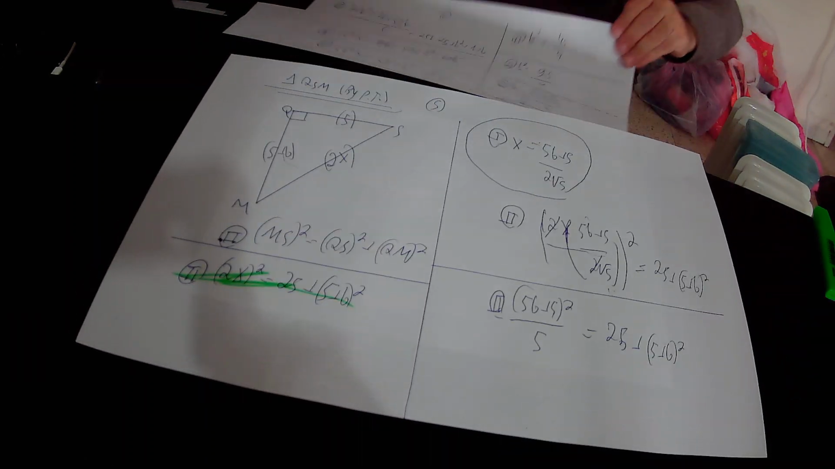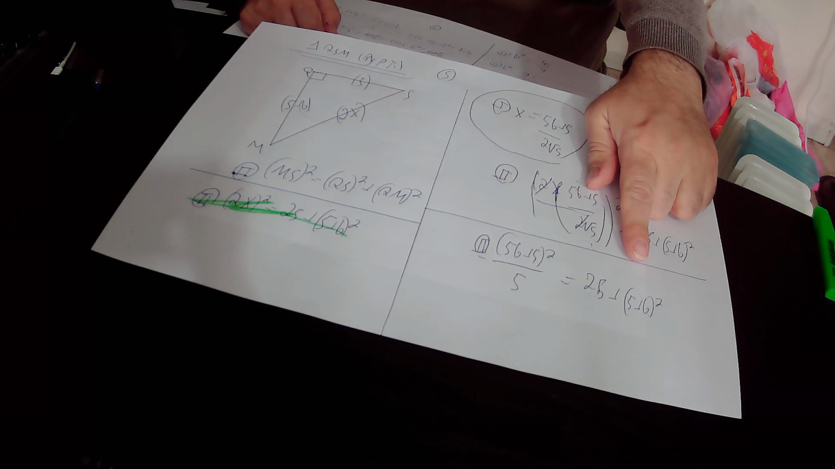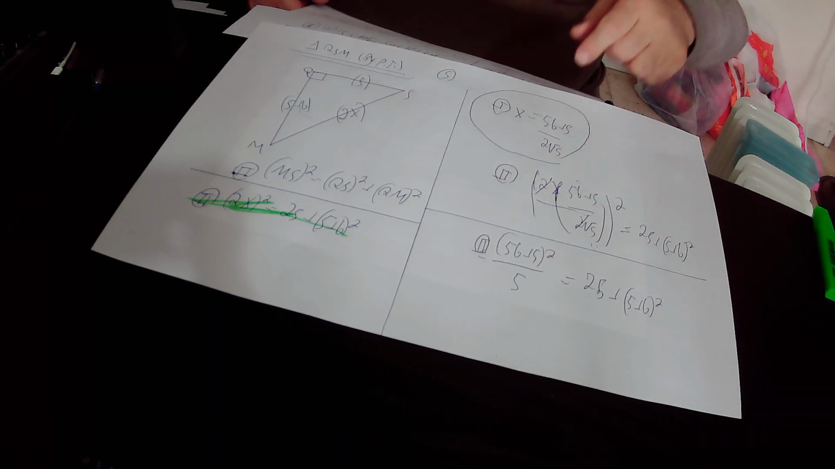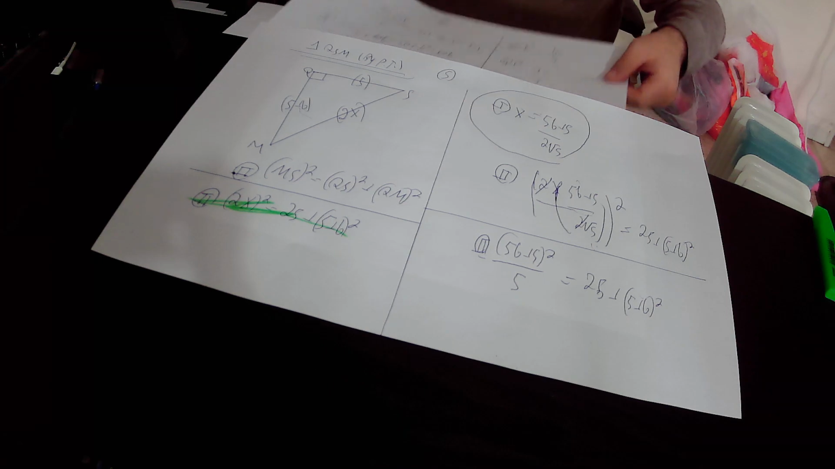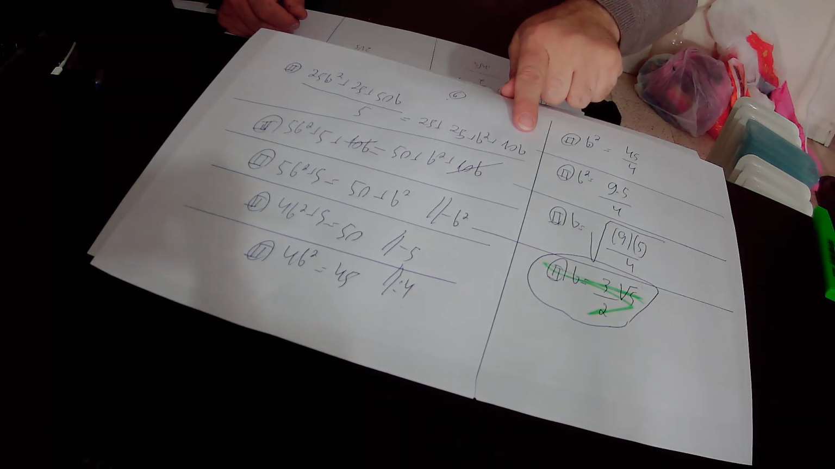On the other side of the equation, we have 25 plus (5 plus b) squared. So we open the brackets here. (5 plus b) squared equals 5 squared, that is 25, plus b squared, plus 2 times 5b, that is actually 10b. So in total, on this side of the equation, we have 25 plus 25 plus b squared plus 10b.